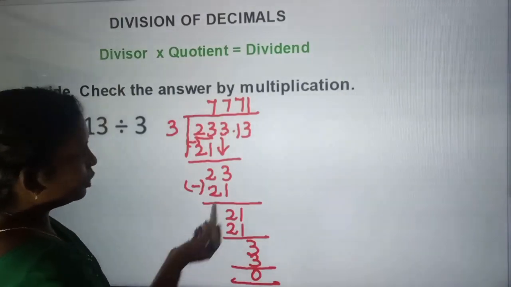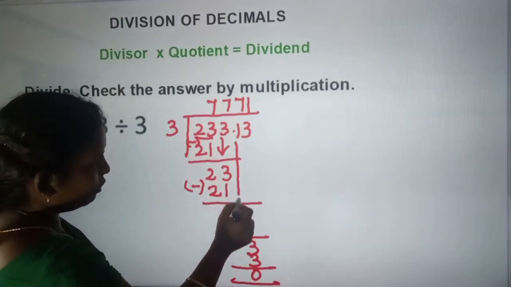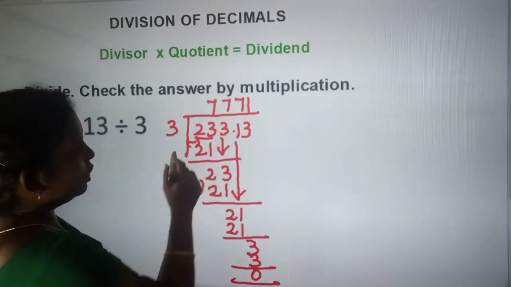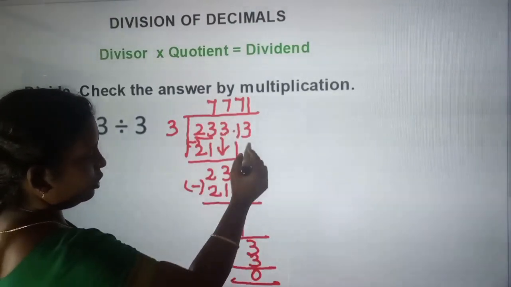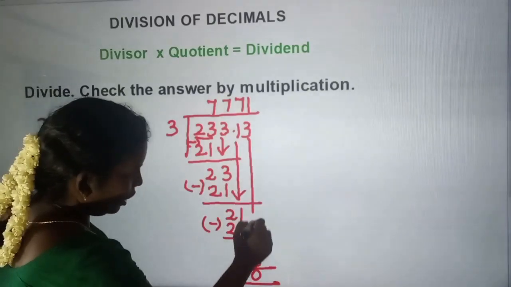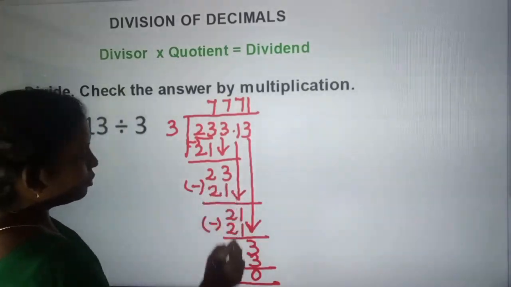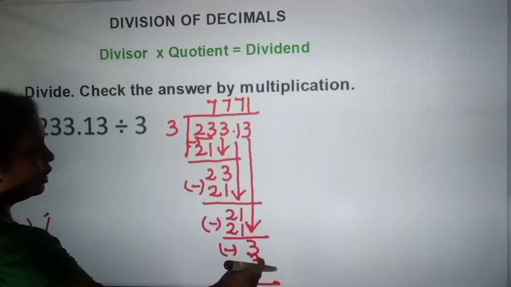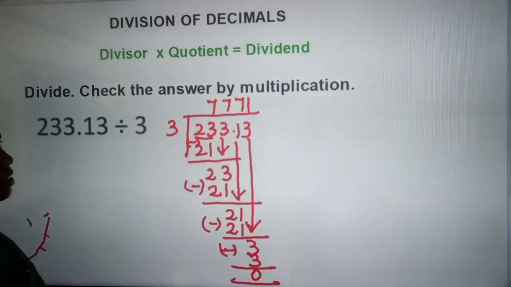This we need not put there. Then this one we are bringing down. So 21. 3 7s are 21. So 21 minus 21 is 0. Then we are bringing the next number 3 here. Again 3 1s are 3. 3 minus 3 is 0.